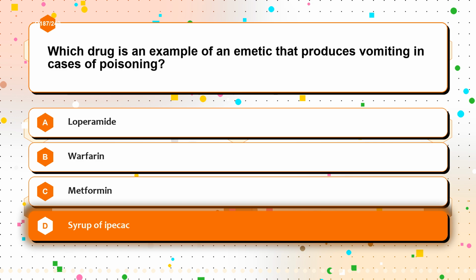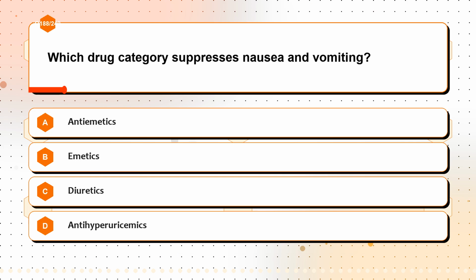The correct answer is option D, syrup of ipecac. Question 188. Which drug category suppresses nausea and vomiting? Here are the options. Option A, antiemetics. Option B, emetics. Option C, diuretics. Option D, antihyperuricemics.